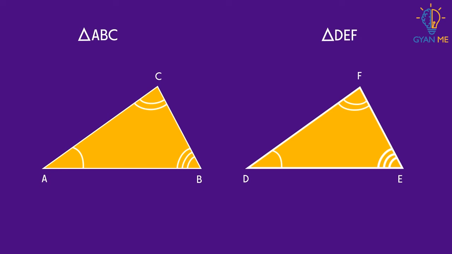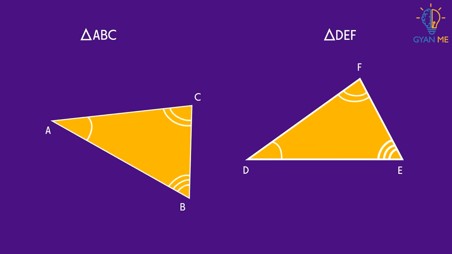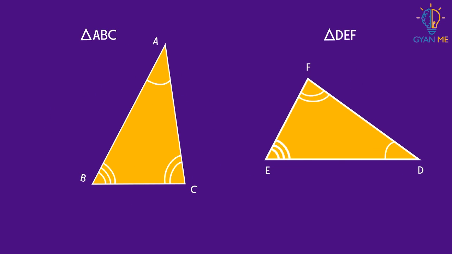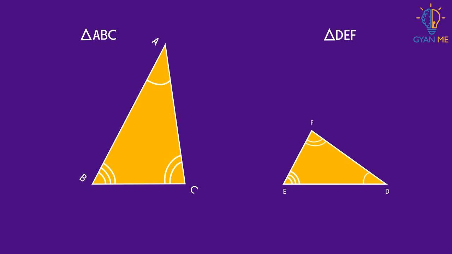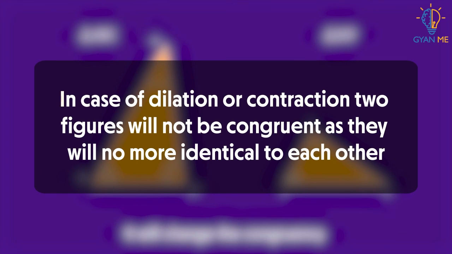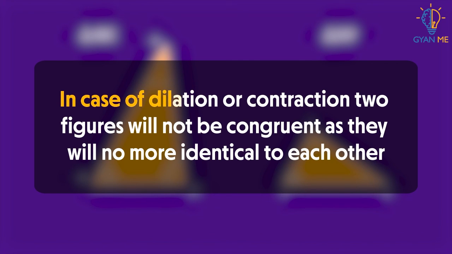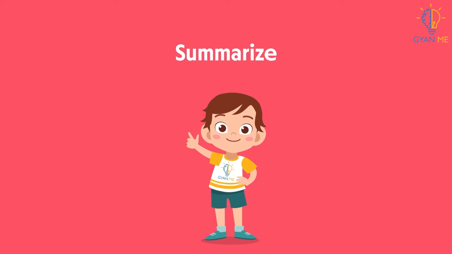But if we take the case of congruency, rotating or flipping might not change congruency, but resizing will change the congruency. Thus, in case of dilation or contraction, two figures will not be congruent as they will no more be identical to each other. So students, let's quickly summarize what we have learnt.